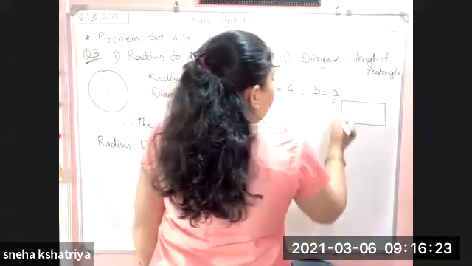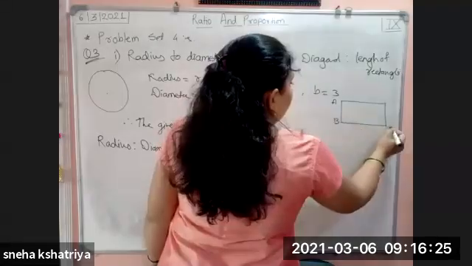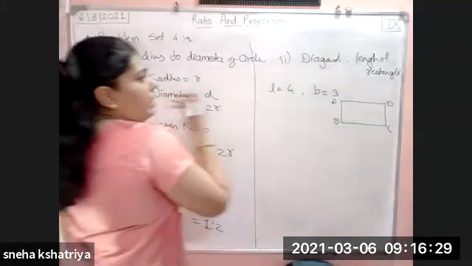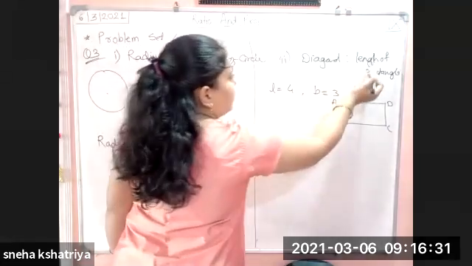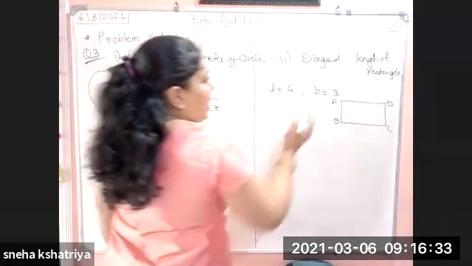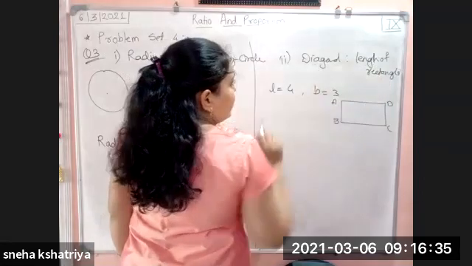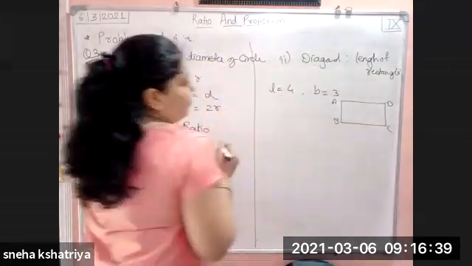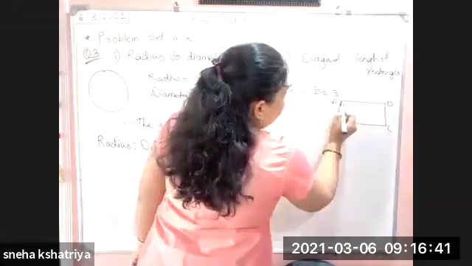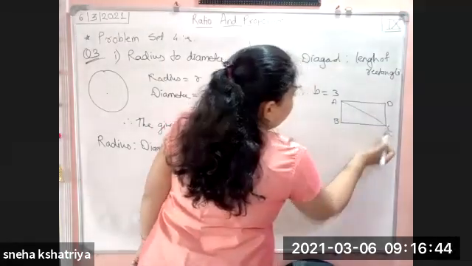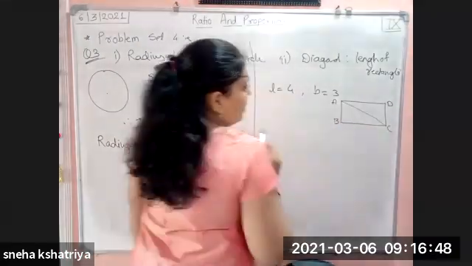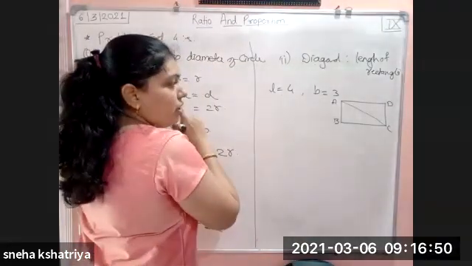Suppose this is a rectangle ABCD. Which ratio do we have to find out? We have to find the ratio of the diagonal of the rectangle to the length of the rectangle. We have the length of the rectangle here, but we don't have the diagonal. What is a diagonal? If you join the corner points by a line like this, it is called the diagonal. This AC is the diagonal. We have to find the value of AC.